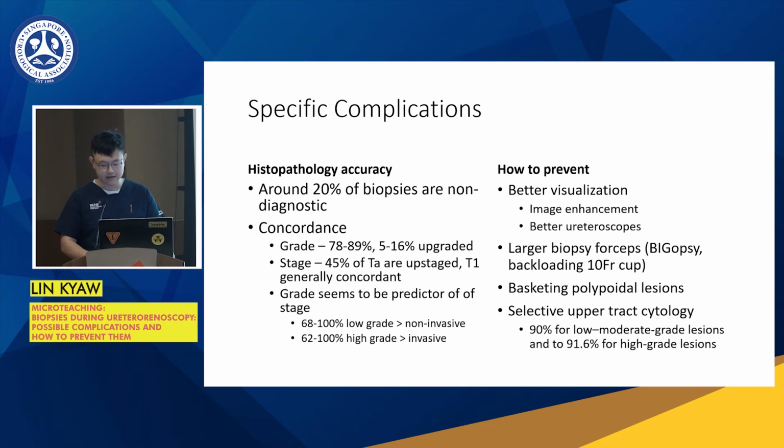However, from my understanding, many people have said that there are other problems associated with this device, such as poor visualization and bleeding and so on. In the case of a polypoidal lesion, we can choose to use a basket instead of a cold cup biopsy. Additionally, we should always take selective upper tract cytology, as concordance with cytology increases the overall diagnostic accuracy of FURS of up to 90%.